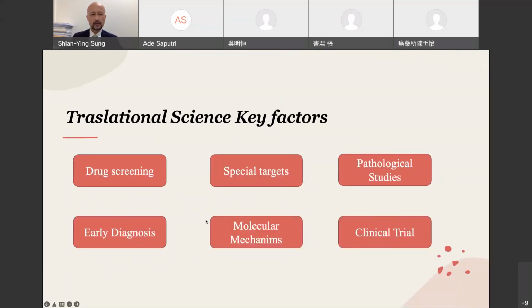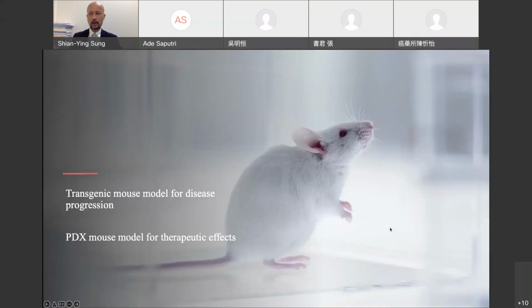So translational science has many key factors, including screening the drugs, understanding the specific target of the drug, and also understanding the pathology, whether the drug may or may not be harmful to any of our organs. Then we can use this to predict early diagnosis of diseases and understand the mechanism, and finally we can go to clinical trials.